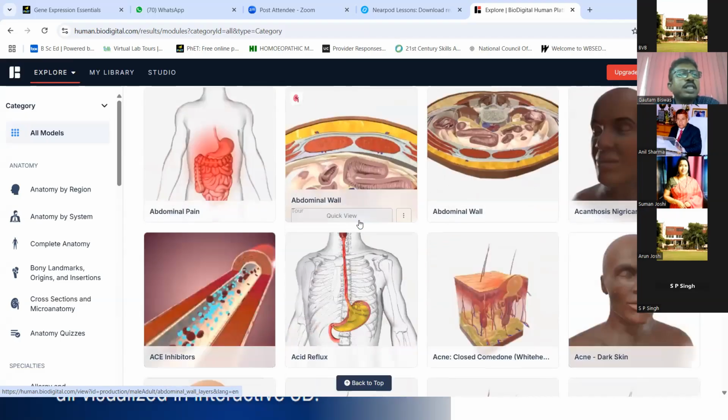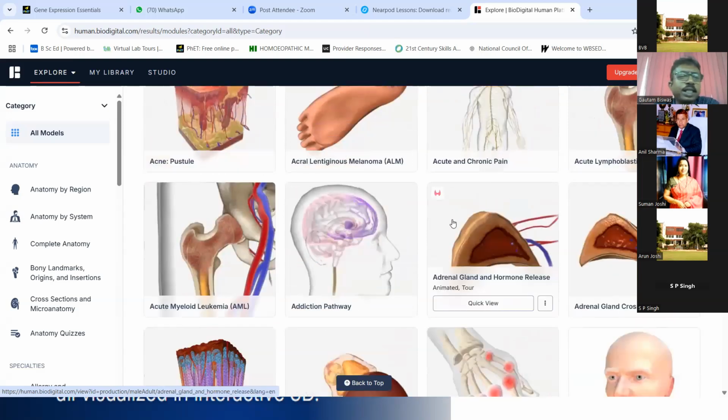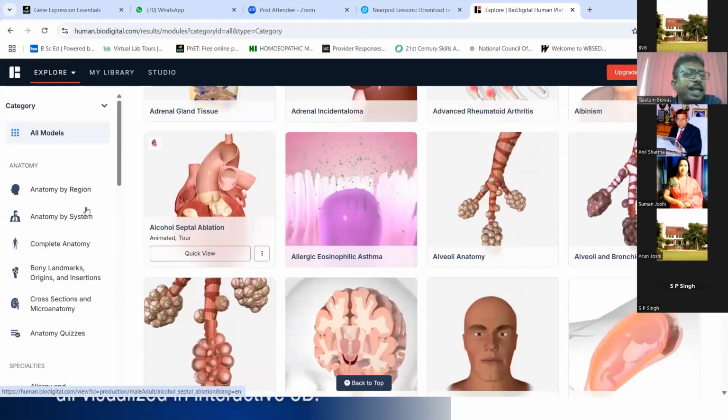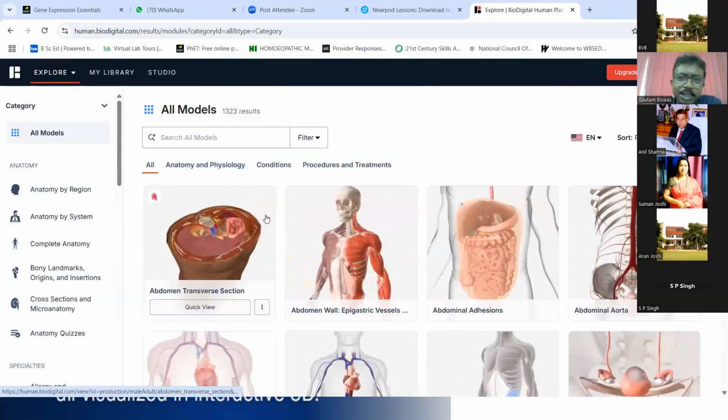Much of the part of this library is free and you can explore it. You can see the joints and other things. Even there are some quizzes associated with anatomy and other systems. So this is also a very good platform in ICT using for biology teachers.